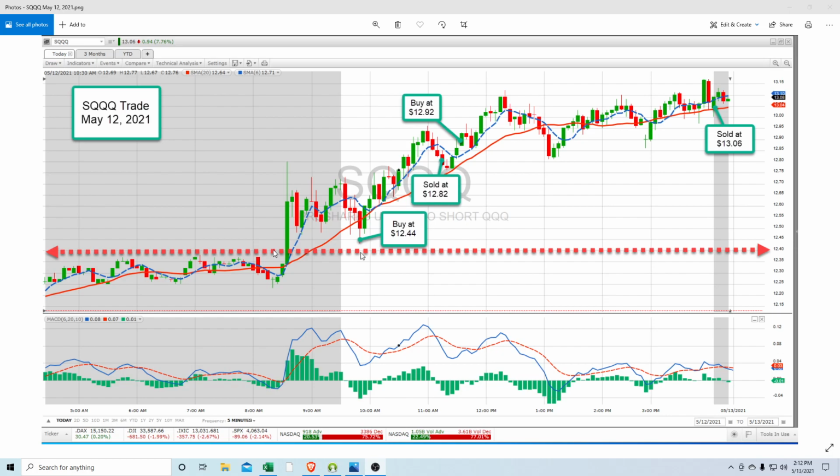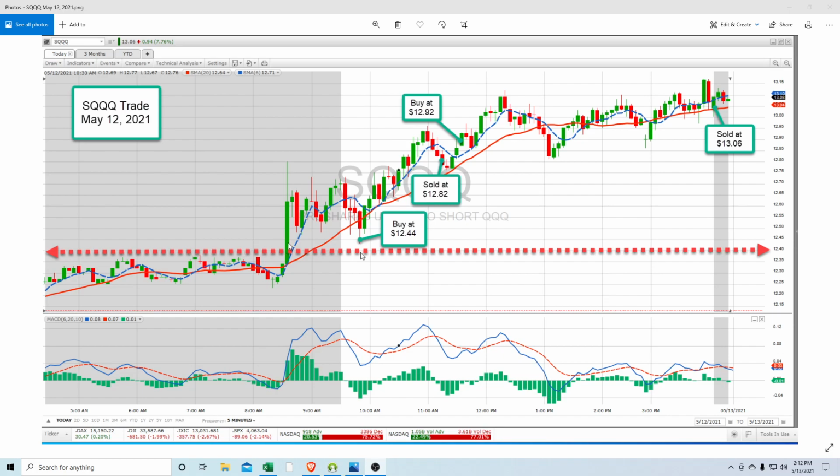So the first one we're going to look at is the short trade we did on the SQQQ on May 12th, 2021. Before the market opens, I look at the activity on a 5-minute chart because this is a scalp trade. And so I had set the pivot at 1240, above all the activity here.